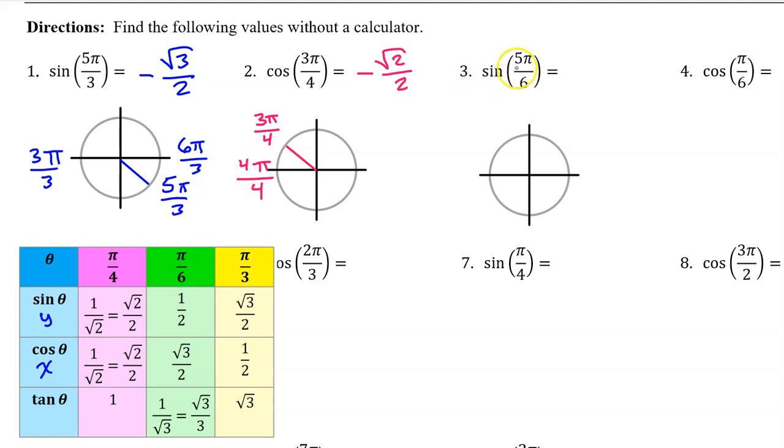Number 3, the sine of 5 pi over 6 is the same as the sine of pi over 6, which is 1/2. Except maybe it's negative, depending on the quadrant. Pi is right here. Since we have a denominator of 6, let's think of this as 6 pi over 6. Therefore, 5 pi over 6 will be one multiple before 6 pi over 6. That puts it right here in the second quadrant.